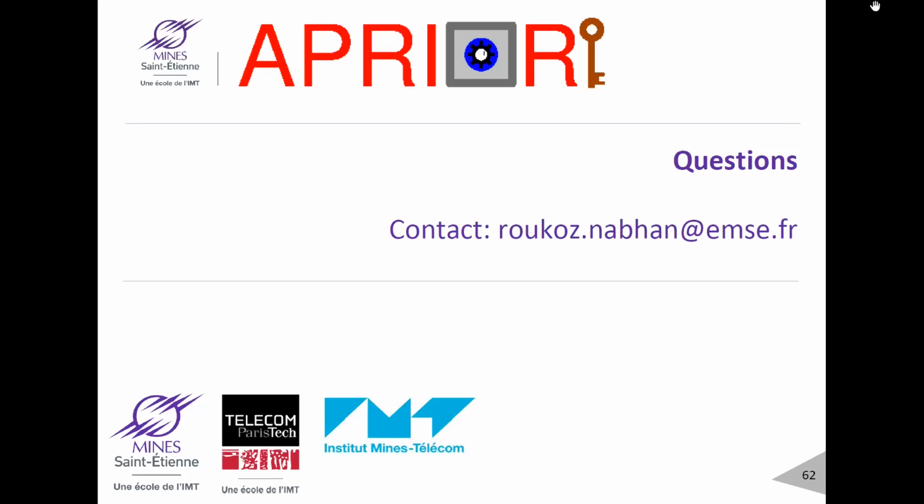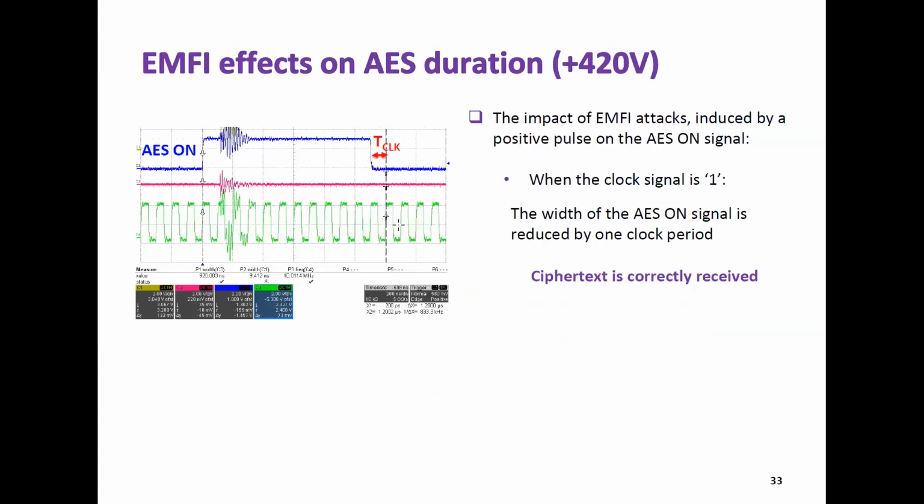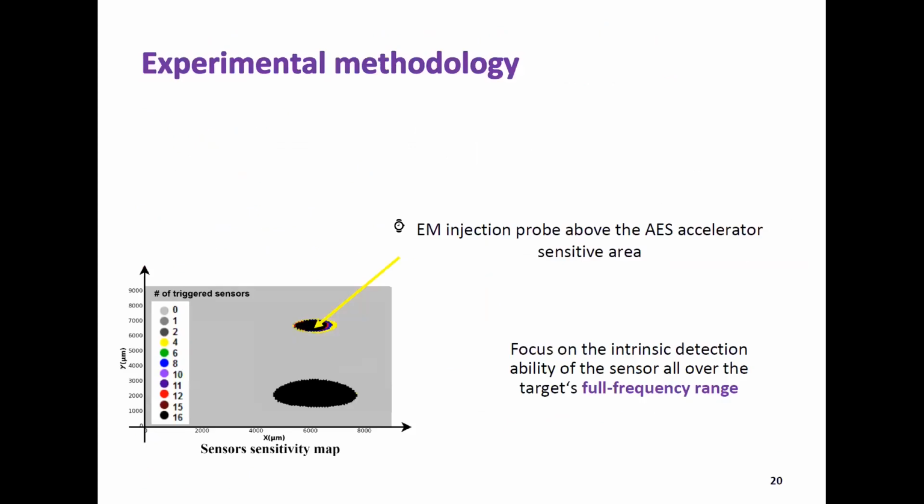One question I have regarding the position of your coil. Have you got any experience regarding the position of the coil in relation to the sensor and the active area of the AES calculator? Your question is about my cartography, the sensor sensitivity map.